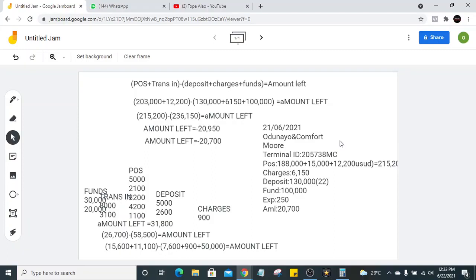All right, that's how to basically balance your daily account.